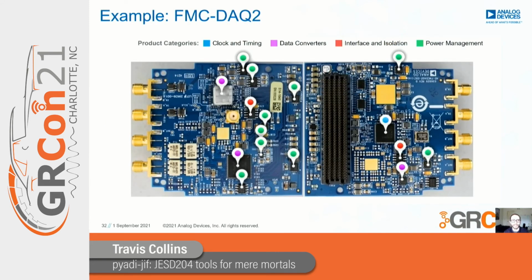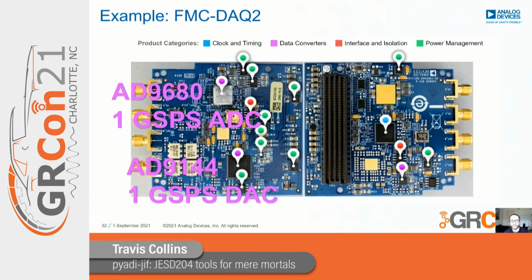Now in this example, we'll be using this FMC card called the FMC DAC2. This is the simplest example that I could find, where we have a gigasample ADC, the 9680, a gigasample DAC, the 9144, and then a clock chip on board, which is the device in blue on the right, on the underside of the FMC card, which is responsible for providing clocks to both the DAC and ADC.